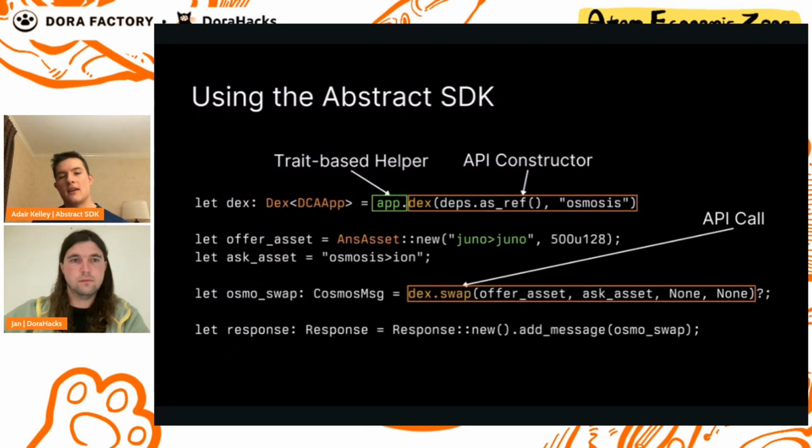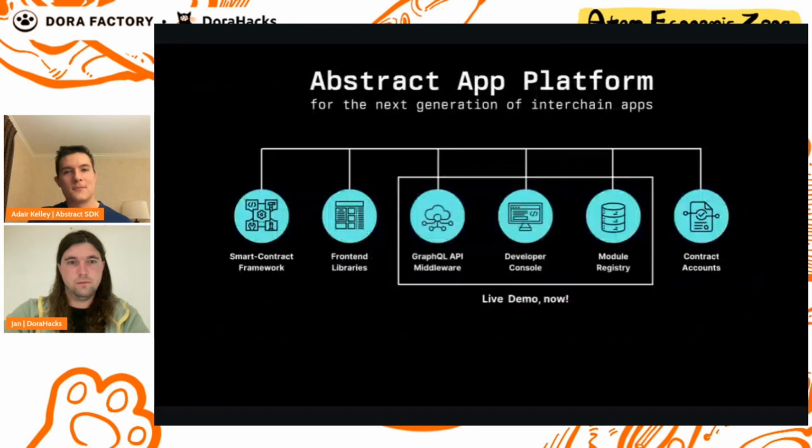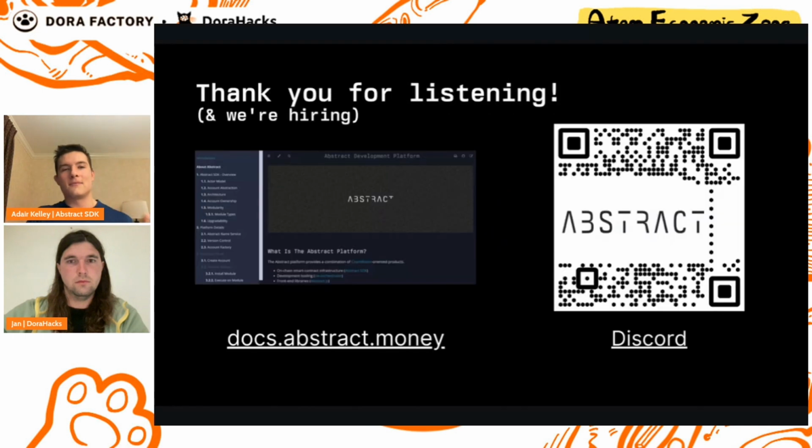And now when you're using the SDK, we saw this earlier, but you can really easily interact with any module that's installed on your account through a trait-based API that we have within our framework. And this works beautifully with CW Orchestrator, which will be presented by a fellow team member, Nicolas, later today. So, a deep dive on that later. I've only shown a little fraction of the Abstract app platform. I've gone over the smart contract framework, the contract accounts, and the module registry. But thank you for listening.